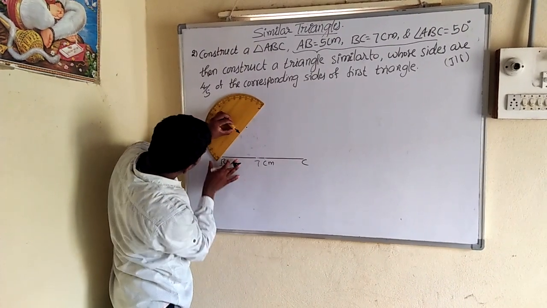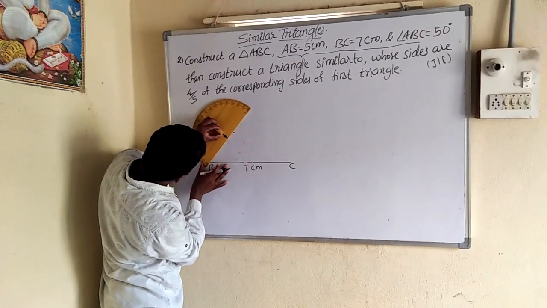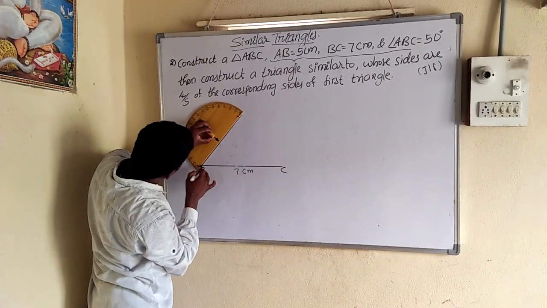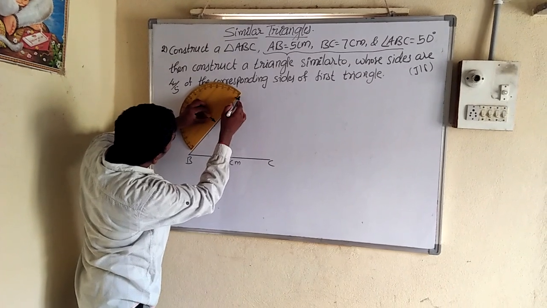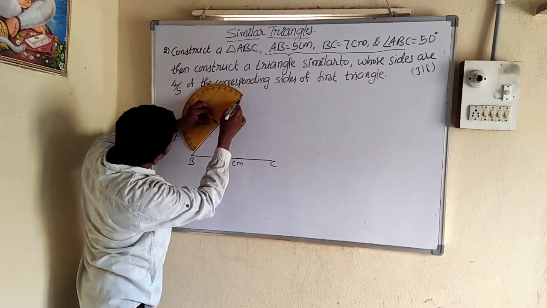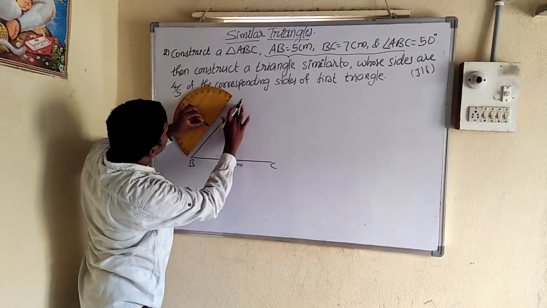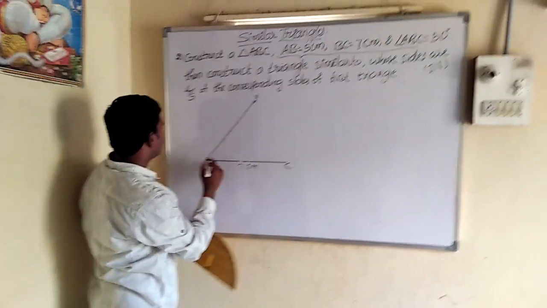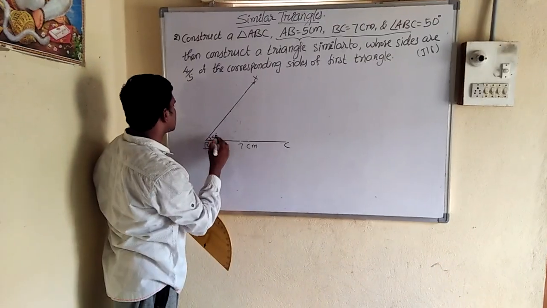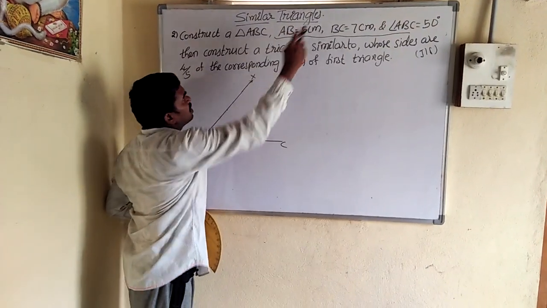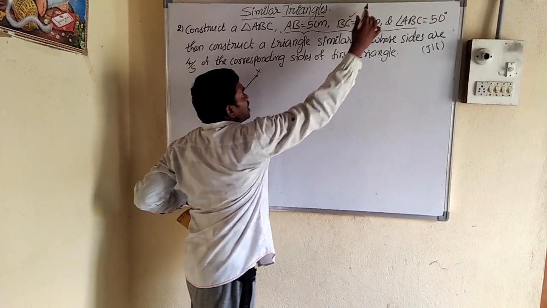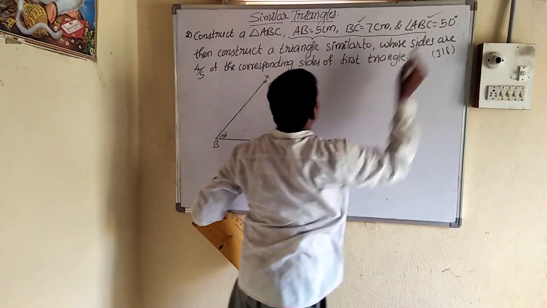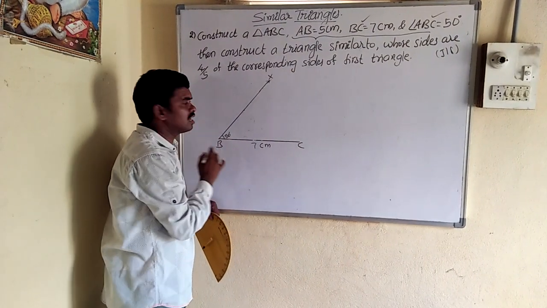So this BC is joining this point to BC. This is taken as some ray. Now, how many degrees is this? 50 degrees. Next, what is AB? 5 centimeters. BC 7 centimeters, line segment drawn. Next, angle ABC 50 degrees, so at B a 50 degrees angle is made.